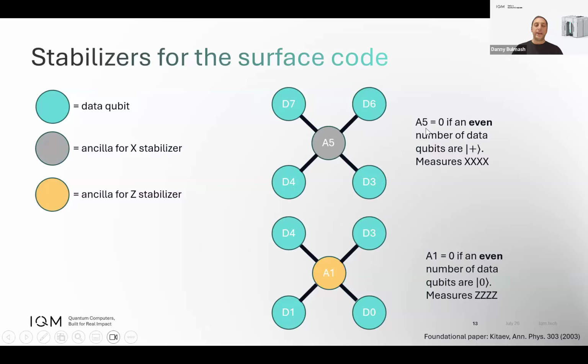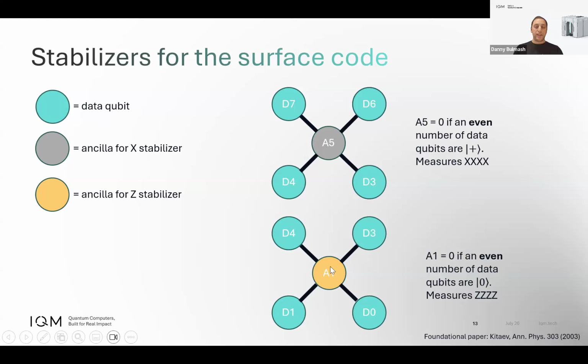So the idea here is that X stabilizers will all be like this. The ancilla here is going to be 0 if an even number of data qubits are plus. It's going to be 1 if an odd number of data qubits are plus. So this, just like our 4-2-2 code from yesterday, measures whether an even or an odd number of the surrounding data qubits are plus. But it's only the data qubits that are connected. We'll see that there are going to be more data qubits in a minute.